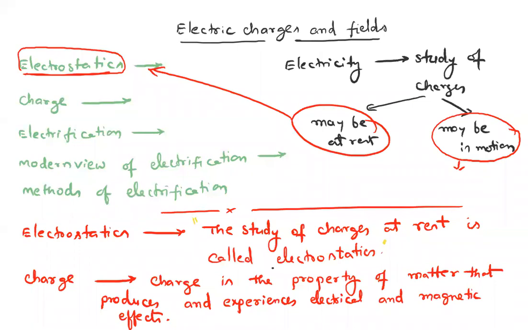And what is meant by charge? Charge is the property of matter that produces and experiences electrical and magnetic effects. That means charge always produces electrical and magnetic effects.